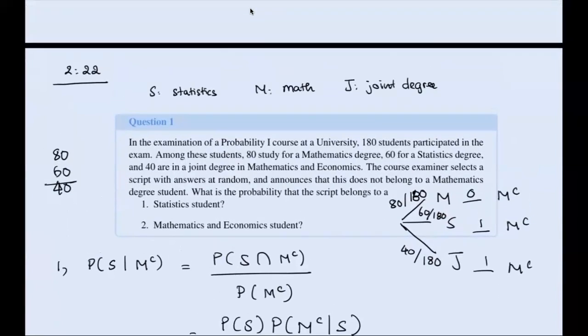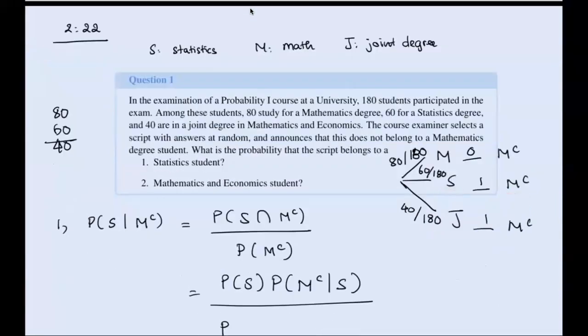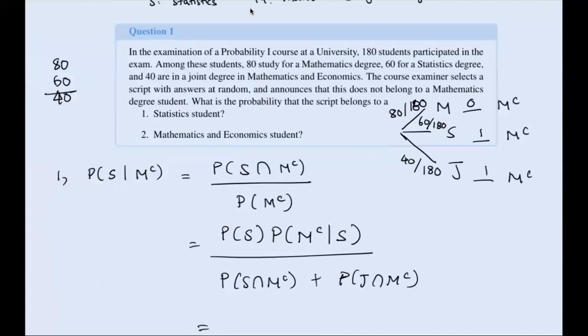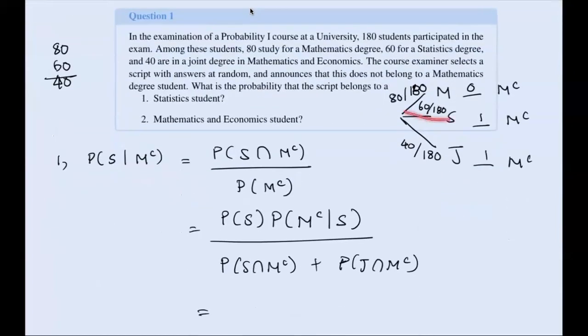The first case is statistics and non-math. The second case is joint degree and non-math. So if we plug the numbers in, we will have 60 over 180. And the probability that the script belongs to a non-math student, given that the script belongs to a statistics student, is 1.